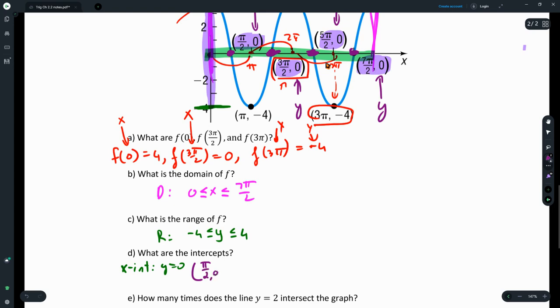Pi over 2, 0. 3 pi over 2, 0. 5 pi over 2, 0. And 7 pi over 2, 0.